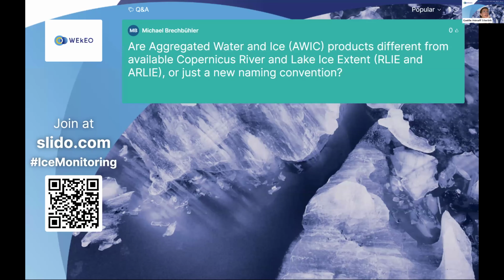I think, so for now, it's the last question. I think this one will be more for you, Mathieu. Are aggregated water and ice products different from available Copernicus river and lake ice extent, or just a new naming convention? Yes, that's a very good point.